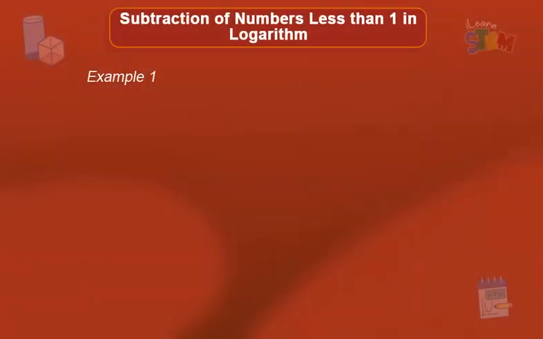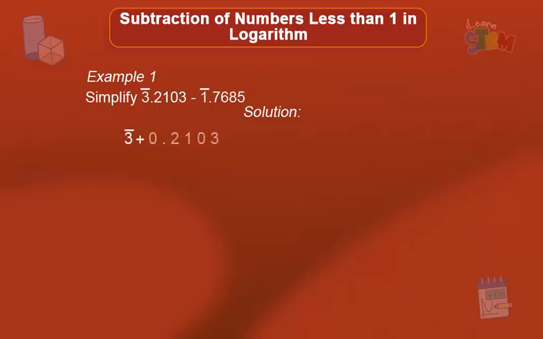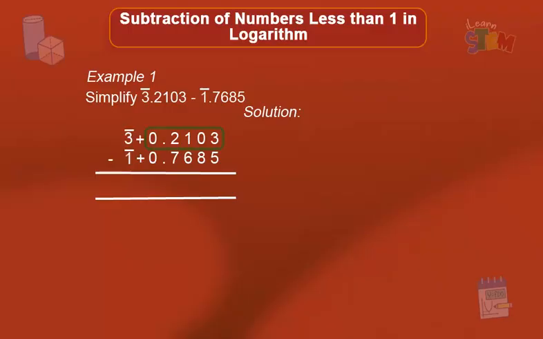Example 1. Simplify bar 3.2103 minus bar 1.7685. Solution. We will arrange the numbers vertically, showing the two types of numbers, just as we did in the previous lesson. So let's rewrite: bar 3 plus 0.2103 minus bar 1 plus 0.7685. The mantissa 0.2103 is less than 0.7685. So, we will subtract 1 from the characteristic, bar 3, and add to the mantissa.